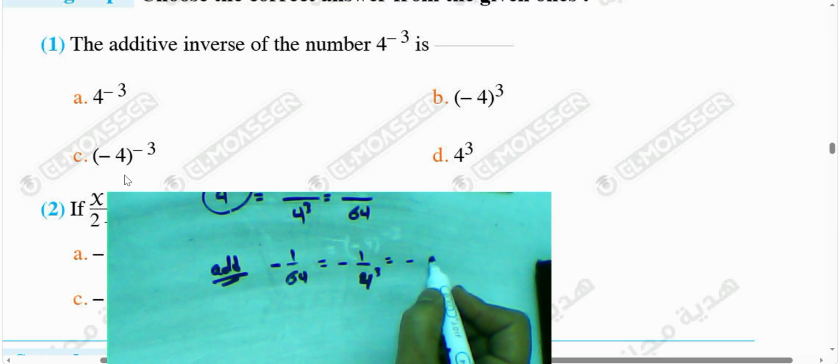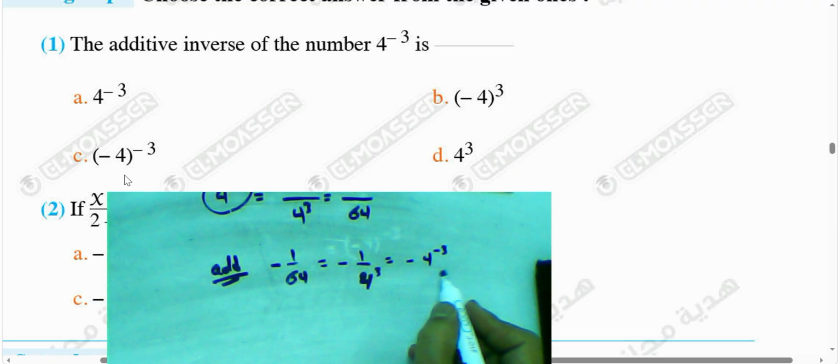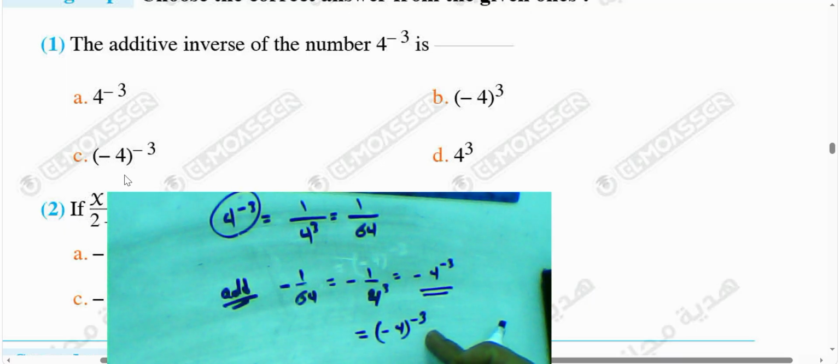Put this number up, 4 power negative 3. Then the solution is negative 4 power negative 3, because the power here would cancel the sign outside. The answer will be letter C. Okay, understood? We want the additive inverse.